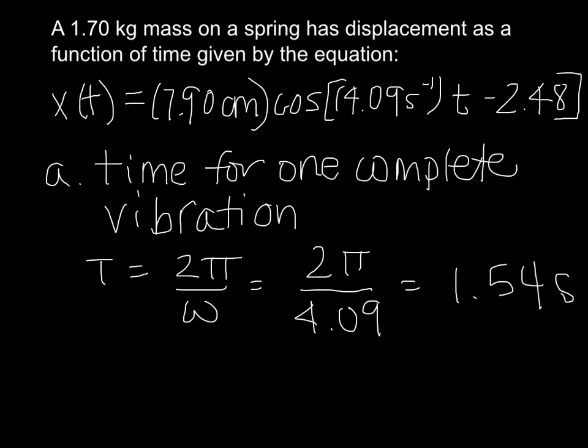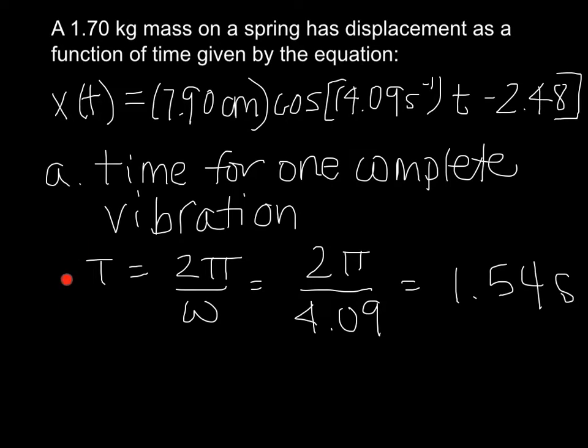I'm in Physics 223, and today I will be doing problem 8 off of homework 11. A 1.7 kilogram mass on a spring has a displacement as a function of time given by the following equation. The first question asks: what is the time for one complete vibration?